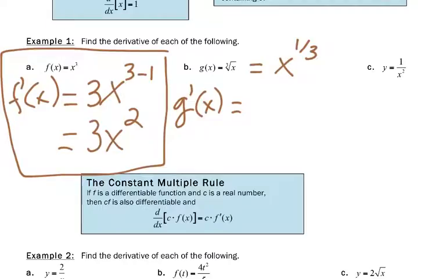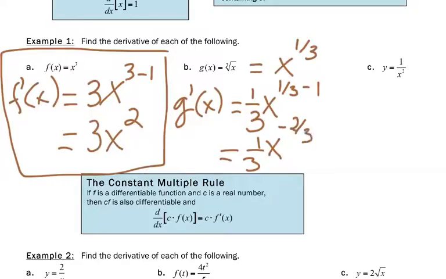So we move the exponent to the front, turn it into the coefficient, and we take the power minus 1. So in this case, it would be 1/3 minus 1, which would give you, sorry, I wrote the x wrong, negative 2 over 3. Now, we cannot leave this function like this because we cannot have a negative power. So we're going to rewrite this.